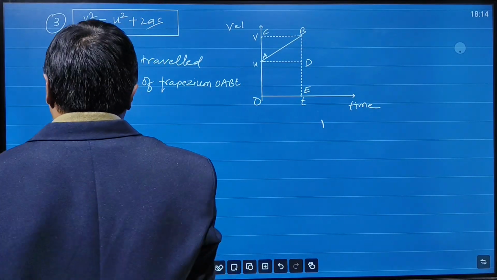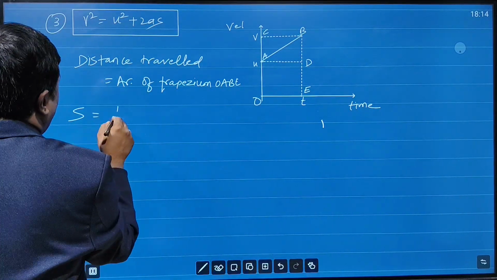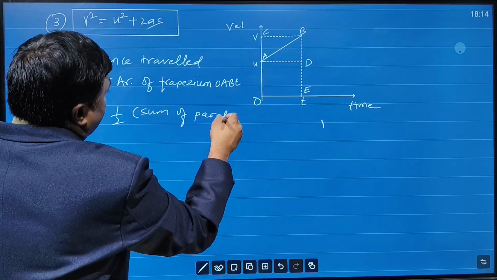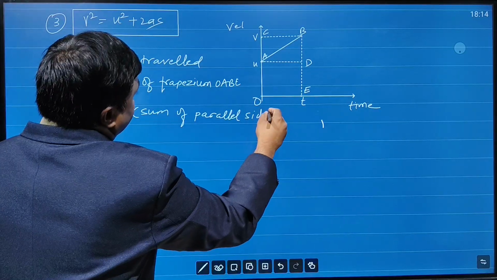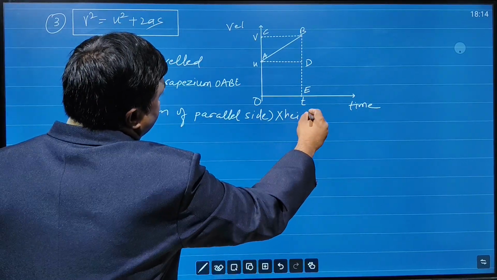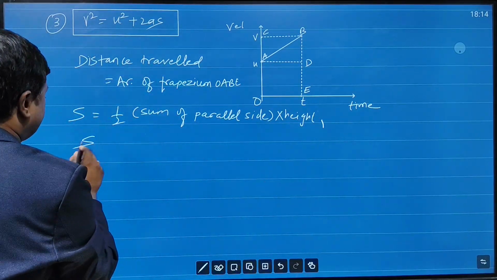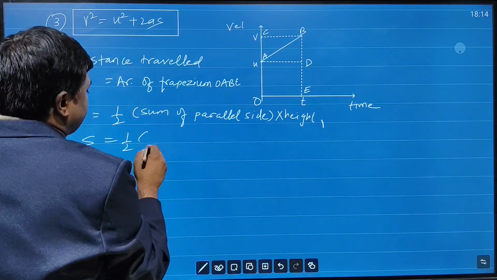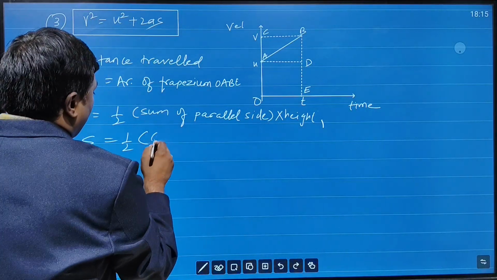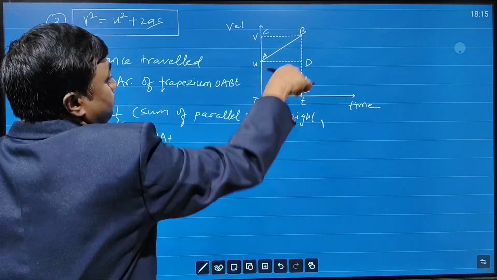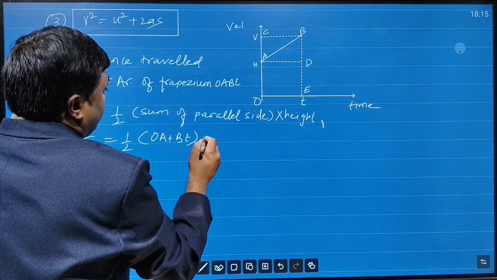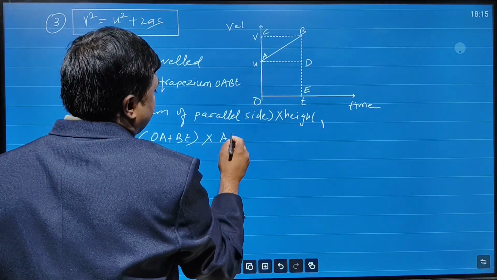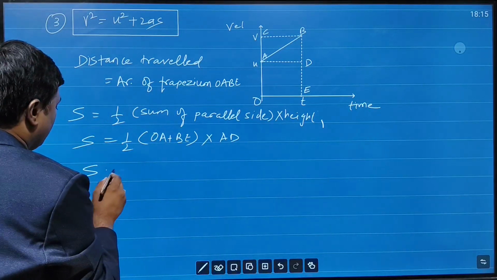So substitute the formula. S is equal to half into the sum of parallel sides into height is the formula. Am I clear? So we can write S is equal to, what are the parallel sides? OA and BE are the parallel sides. So can we write half into OA plus BE? Yes or no? Into height. What is the height here? This is the height, AD. Am I clear? Now substitute the value.